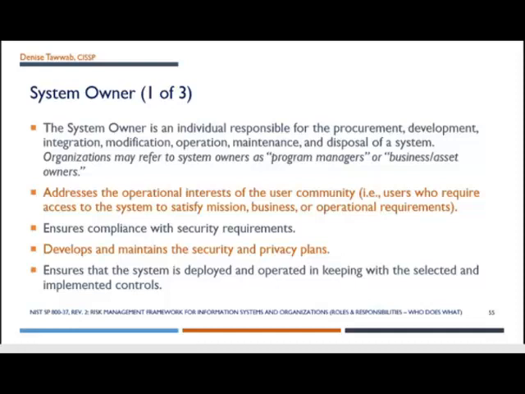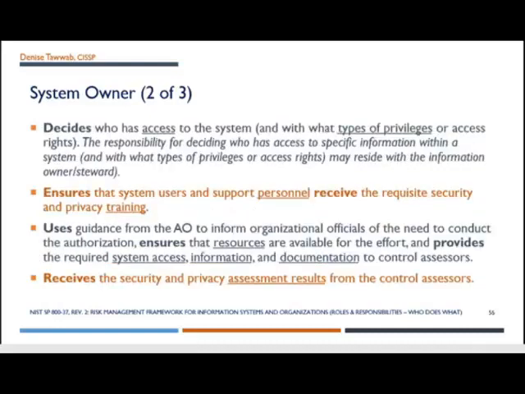The system owner ensures that the system is deployed and operated in keeping with the selected and implemented controls. They decide who has access to the system and with what types of privileges or access rights. The responsibility for deciding who has access to specific information within a system may reside with the information owner. The system owner ensures that system users and support personnel receive the requisite security and privacy training.